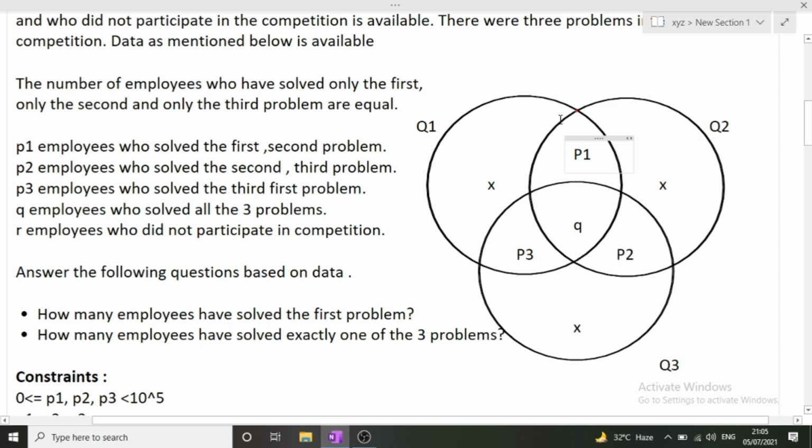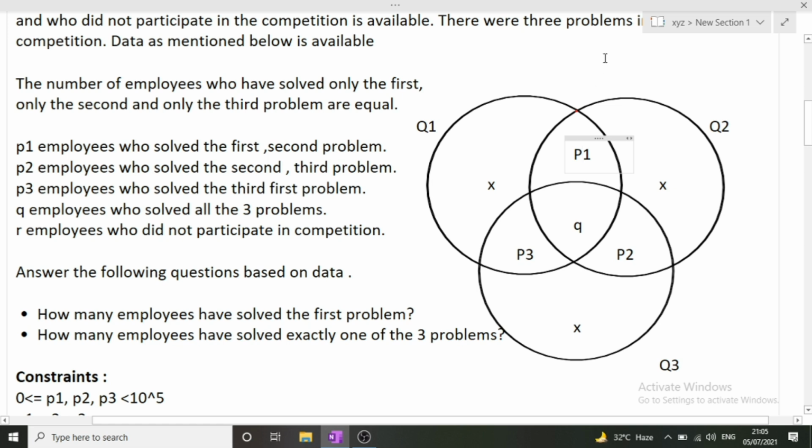It means that the sector of this P1 is this particular thing only, this entire intersection of question 1 and question 2. So this P1 represents the entire intersection of question 1 and question 2. I am marking it with my cursor. See, this is the sector that P1 represents.